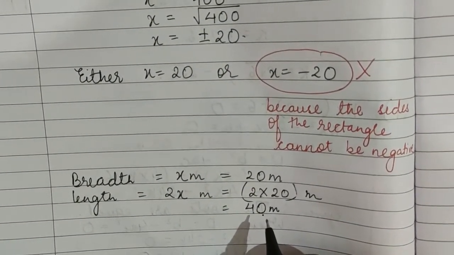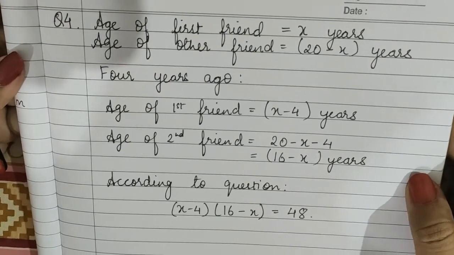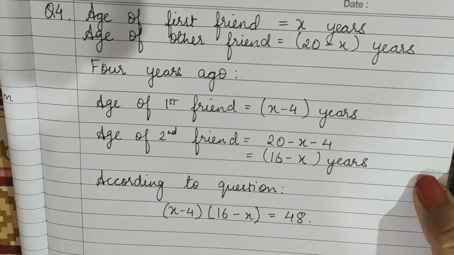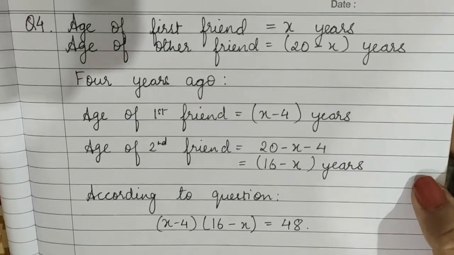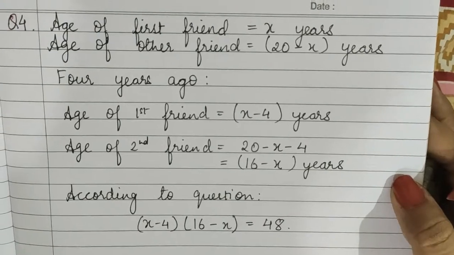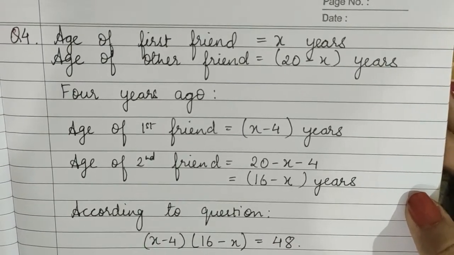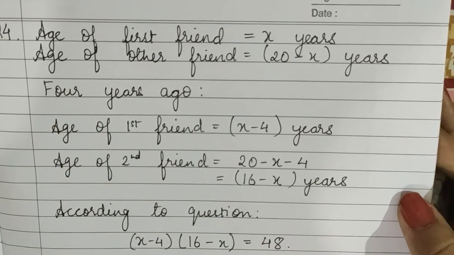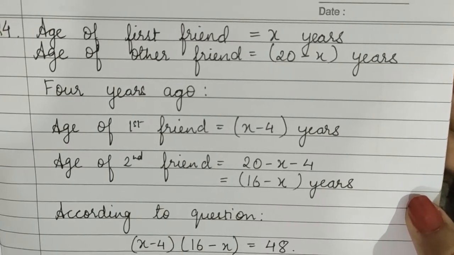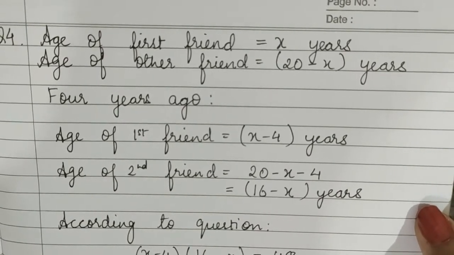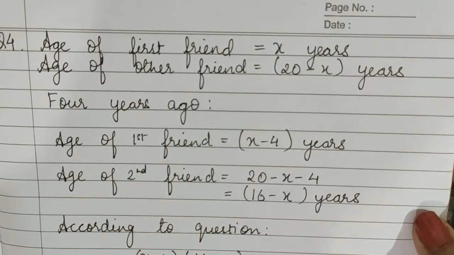This completes your question number 3. Let us move on to question number 4. Is the following situation possible? If so, determine the present ages. The sum of the ages of two friends is 20 years. Let's suppose, for example, one is A, the other is B, and A plus B is 20 years. 4 years ago, the product of their ages in years was 48.